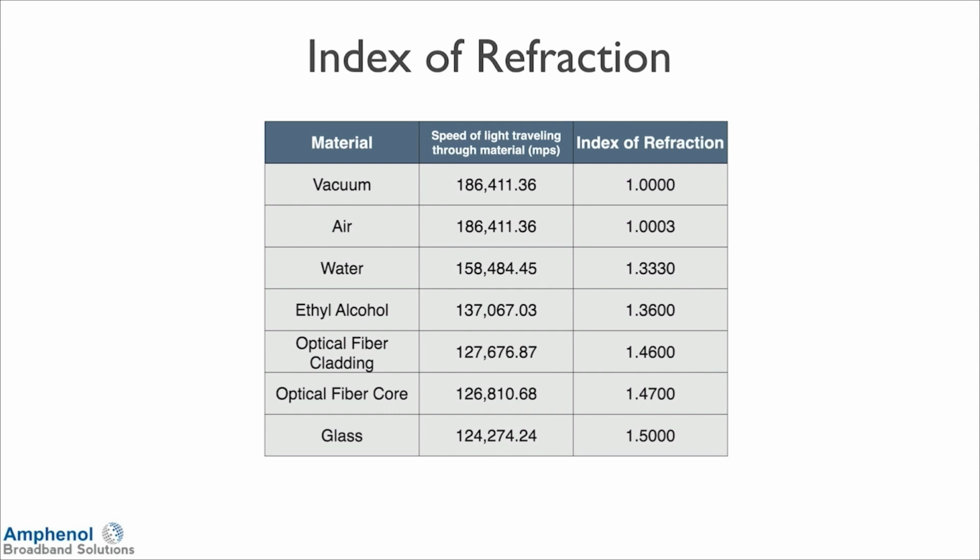If we go down to the optical fiber cladding, that has a speed of light of 127,676 miles per second with an index of refraction of 1.46. Now, if you go to the optical fiber, the speed of light actually slows down. It goes to 126,810 miles per second and has an index of refraction of 1.47.